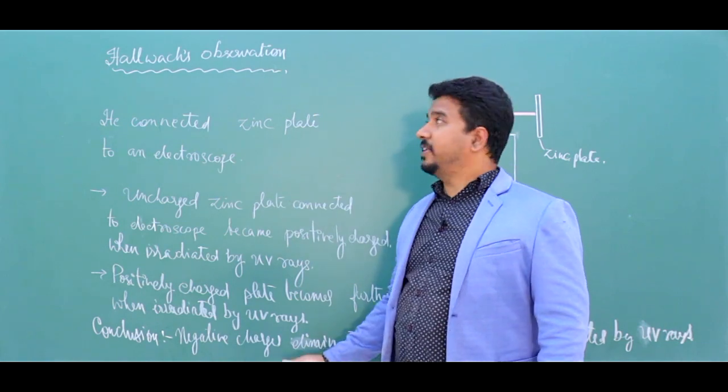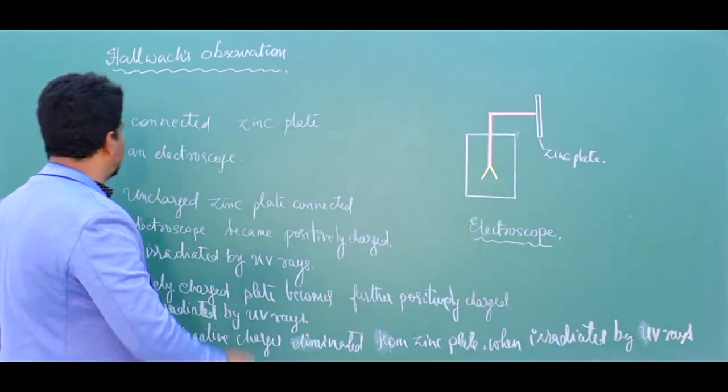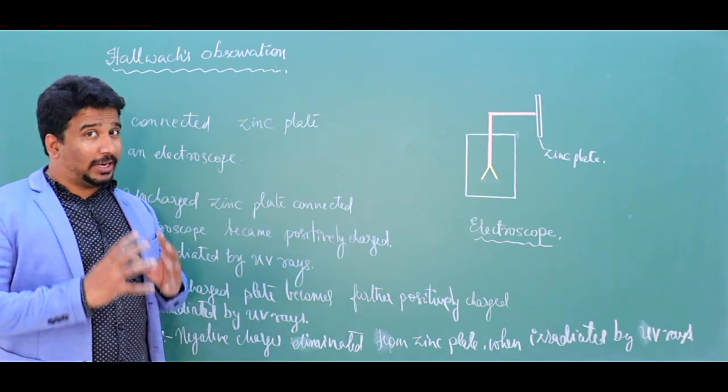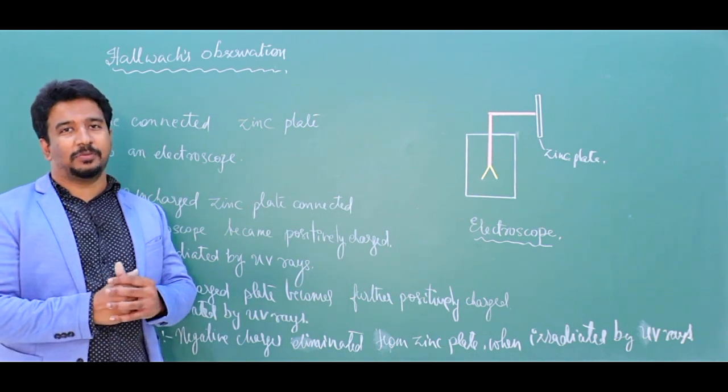Students, these are the observations of Hallwachs experiment. First, what is that? Uncharged zinc plate connected to an electroscope became positively charged when it is irradiated by UV rays.